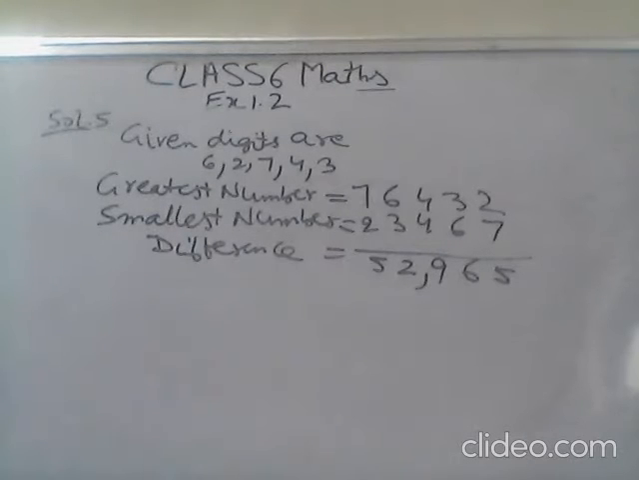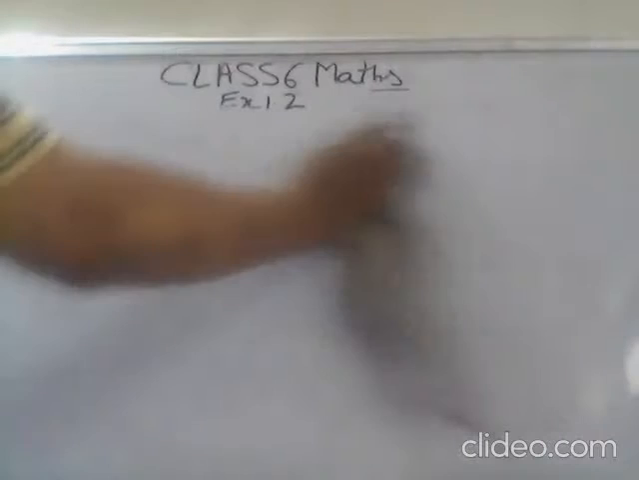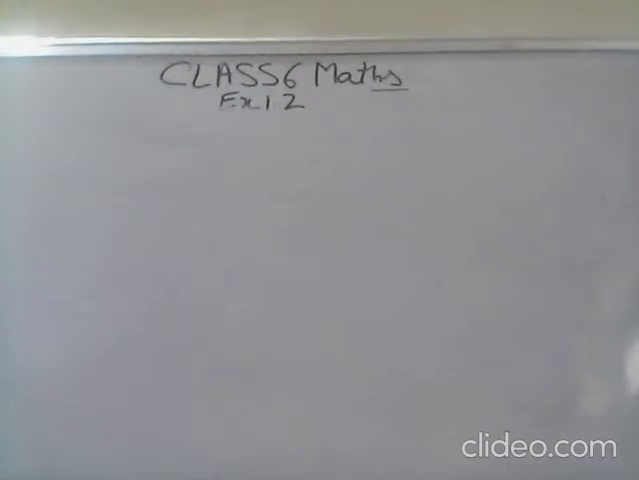Next question. A machine on an average manufactured 2,825 screws in a day. How many screws did it produce in the month of January 2006? Per day the machine manufactured 2,825 screws. How many screws were produced by the machine in the month of January 2006? In January 2006 there are 31 days.